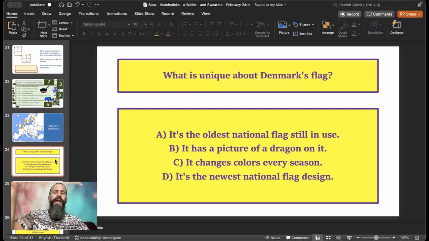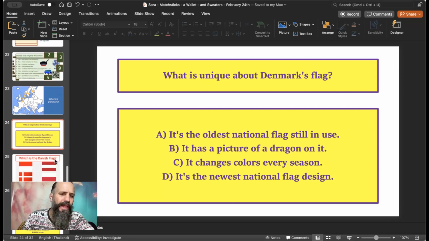Some people are like, oh, I know this flag is older than that. Yeah, but do they still use it to represent their country? No, right? So Denmark is a very old country, and if you have the same flag, it seems like there's some sort of, I mean, I don't know if the same bloodline is ruling the country, but there's some pride there. That's pretty special. I think that's pretty cool.